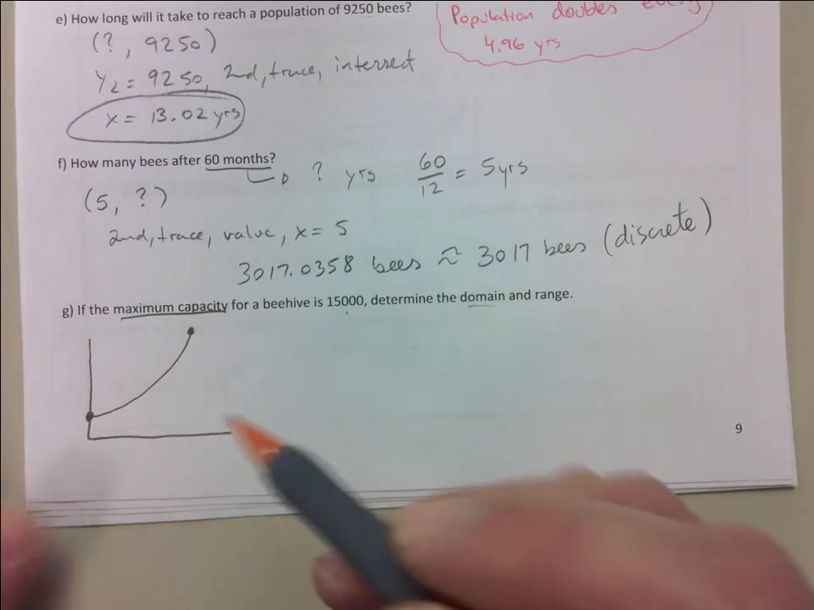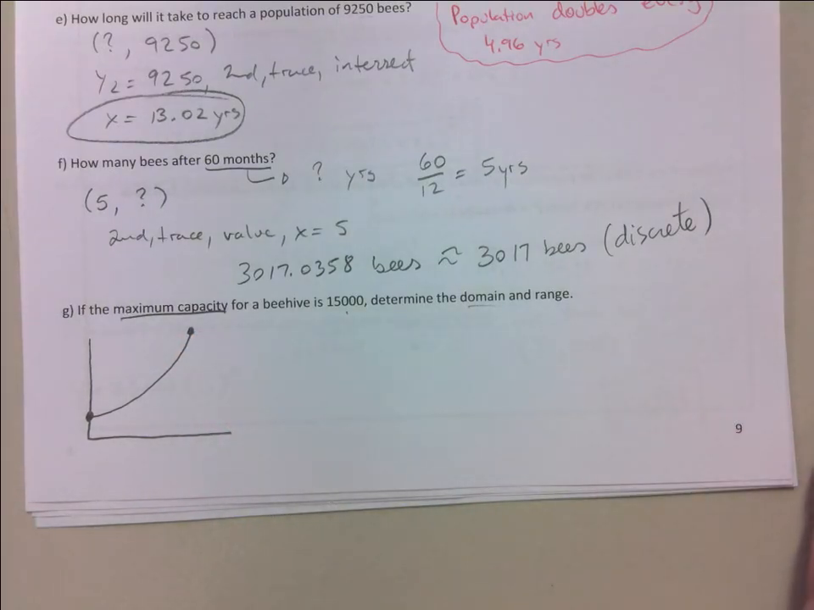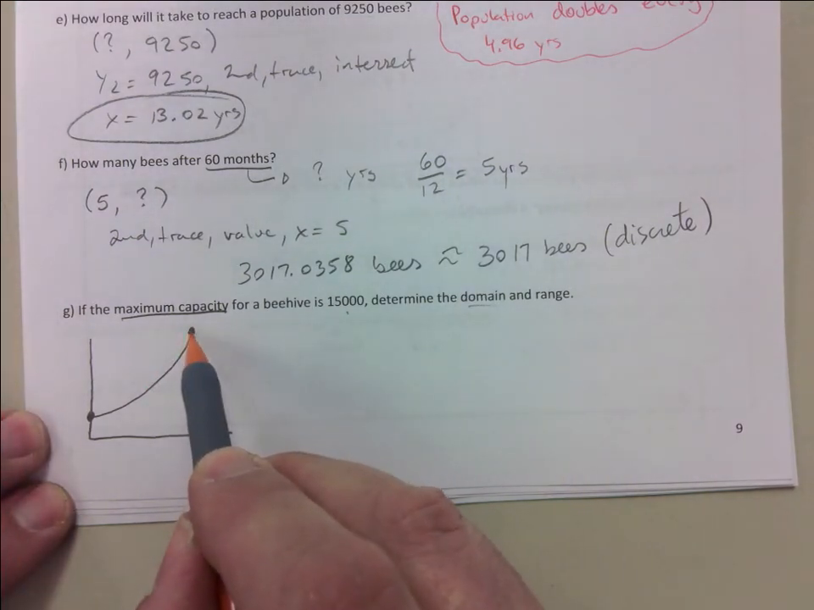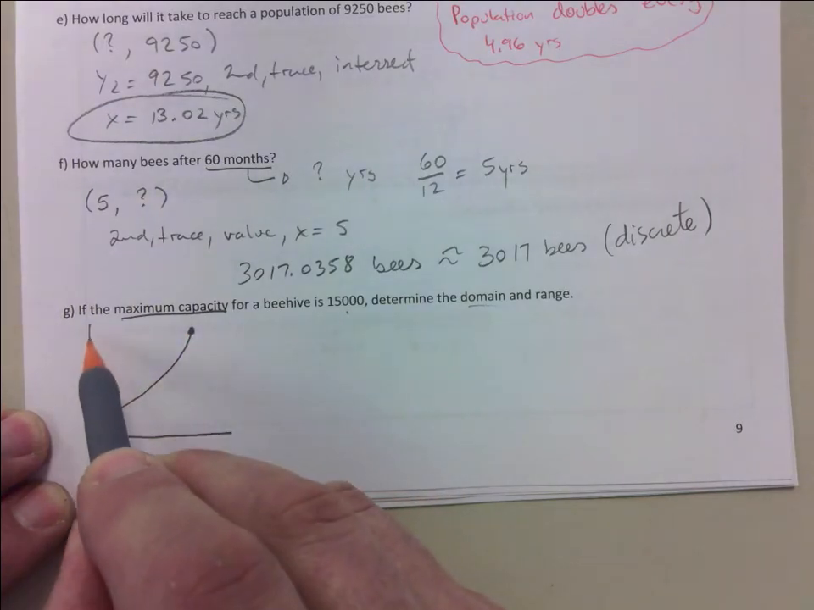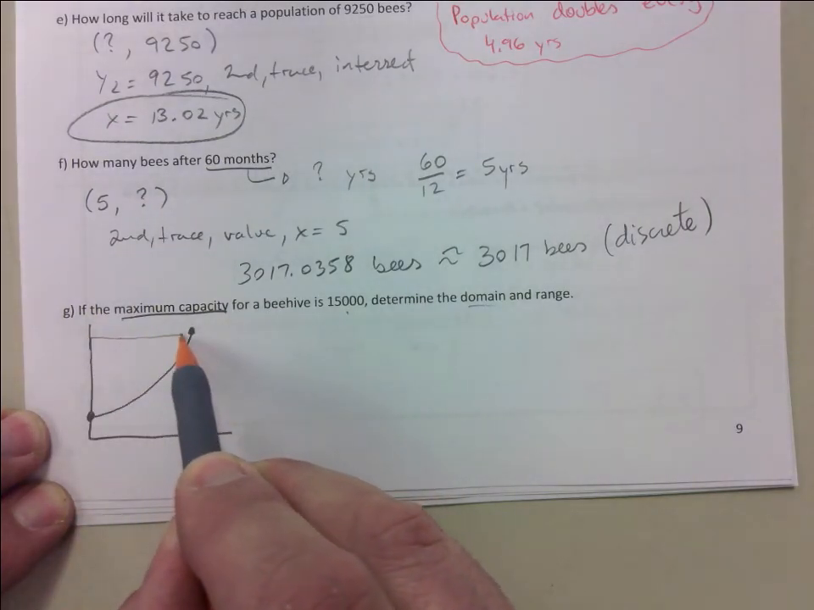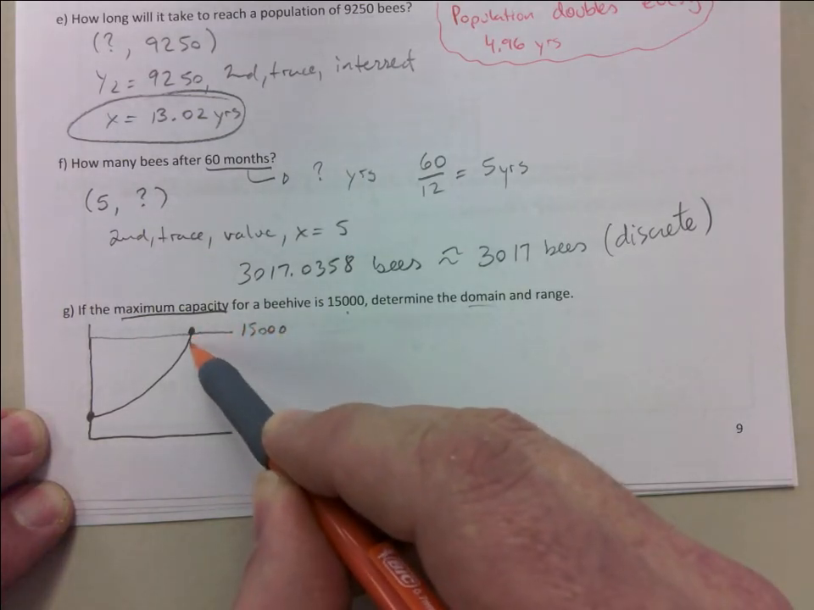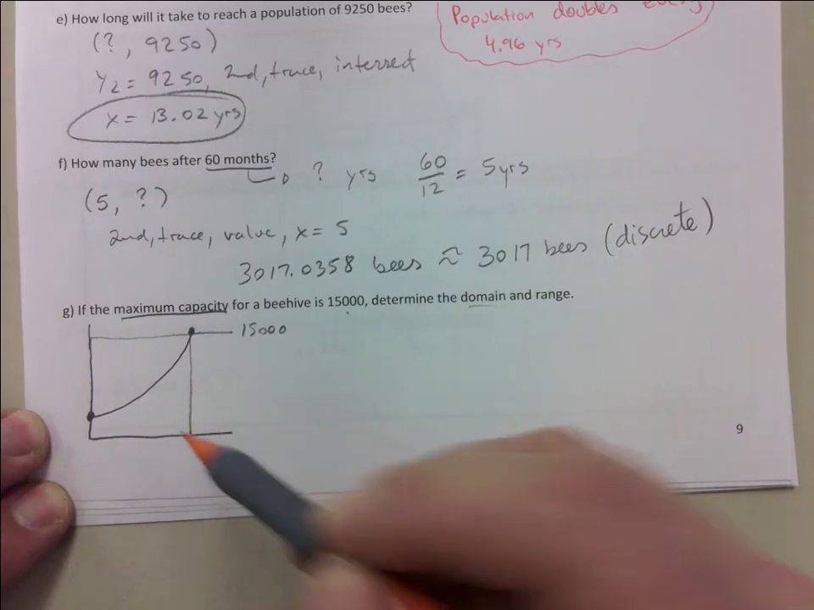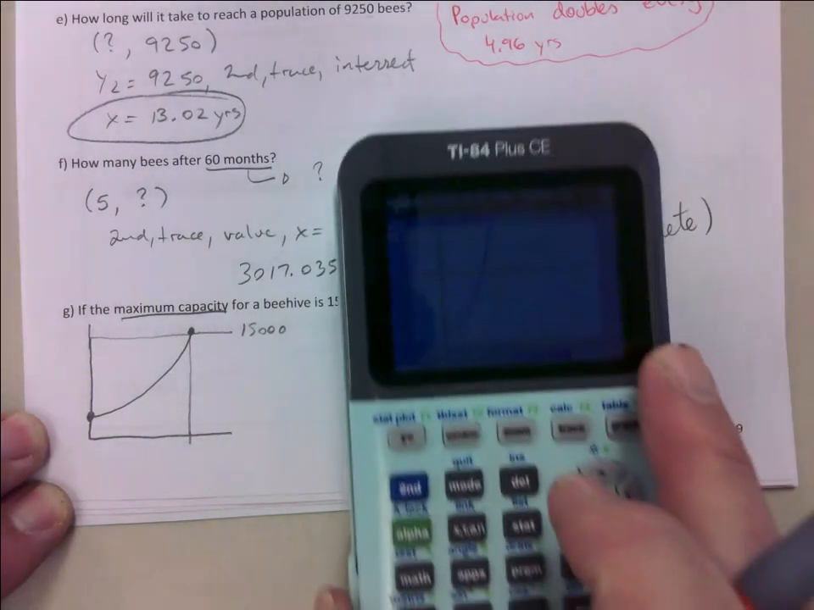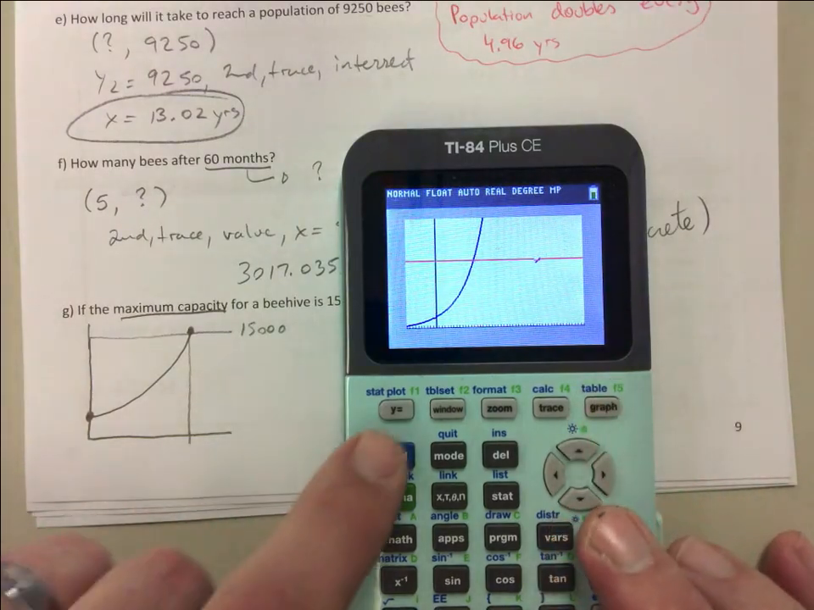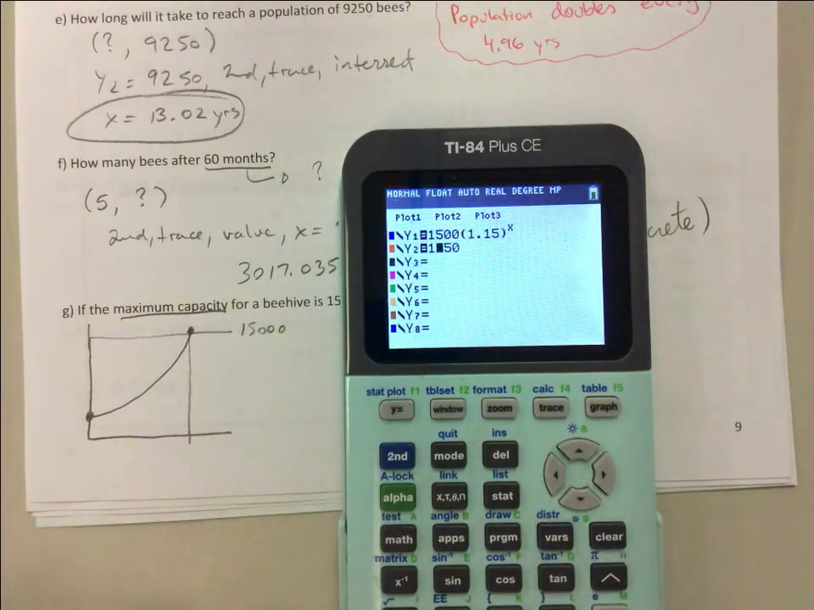What it's saying is, after 15,000, bees are going to start dying, right? Like it just can't support it anymore, like it stops growing. So we need to figure out this point right here. Guess how we're going to do that? We can draw a line at 15,000, and then we'll figure out what the x value is at that point. So let's do that. Y2 is 15,000.